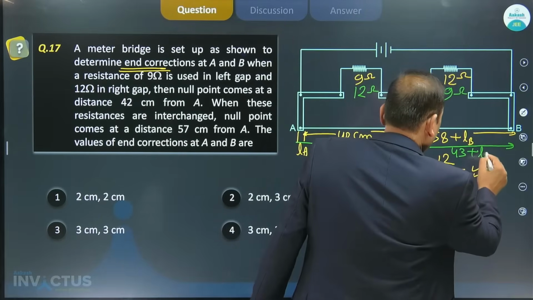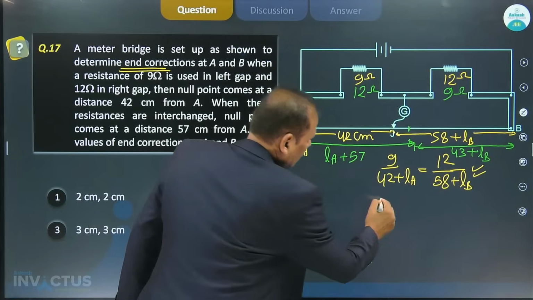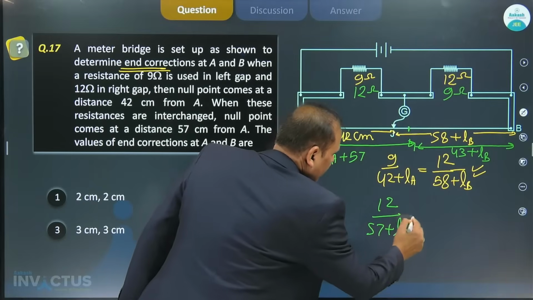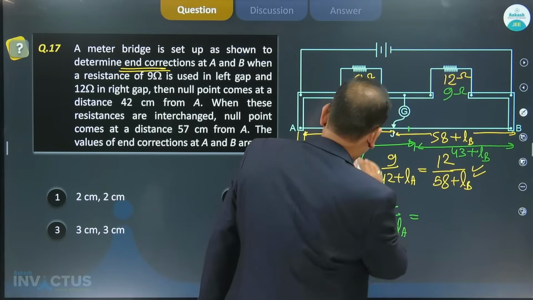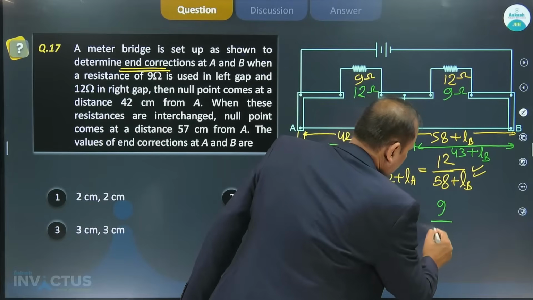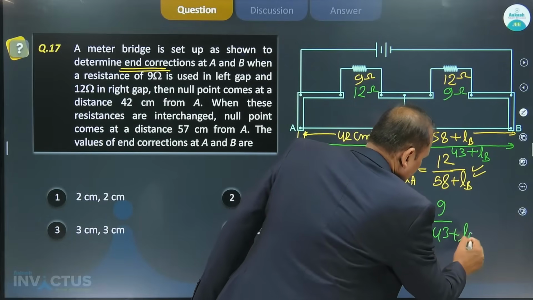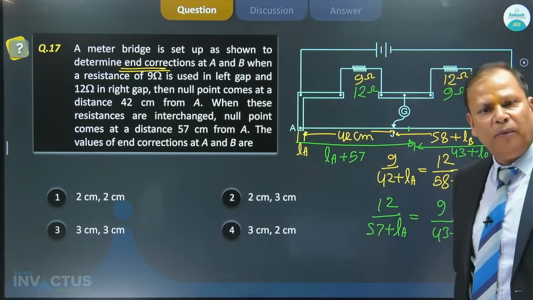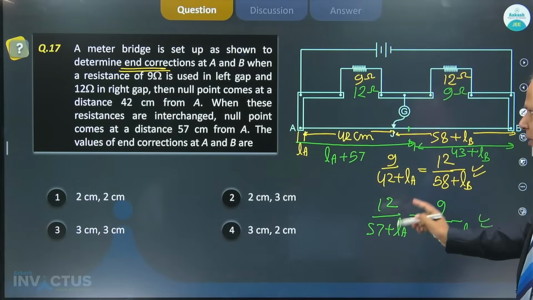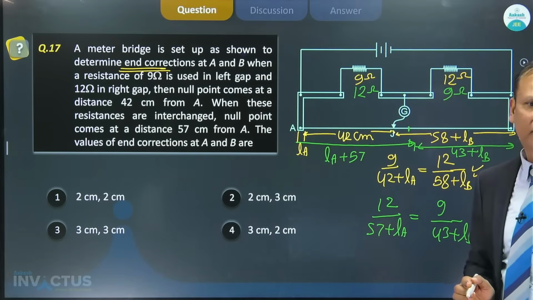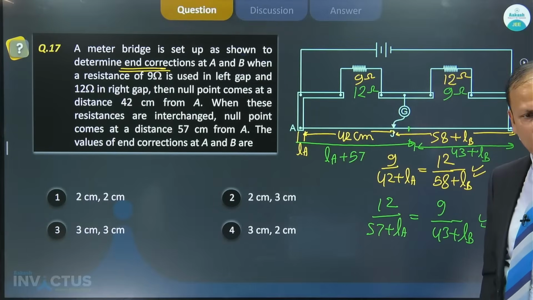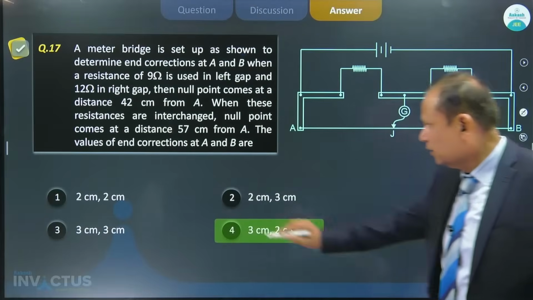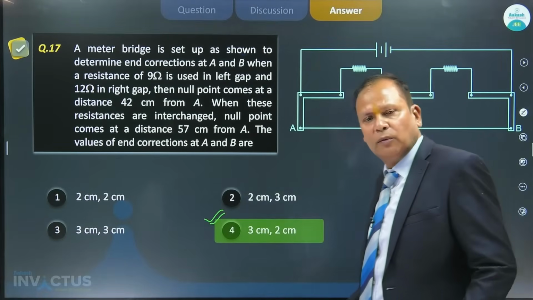plus LB. We can write 12 by 57 plus LA is equal to 9 divided by 43 plus LB. This is another relationship. By using these two equations, you can solve for LA and LB. So let's go ahead and see the answer. Answer will be certainly 3 centimeter and 2 centimeter.